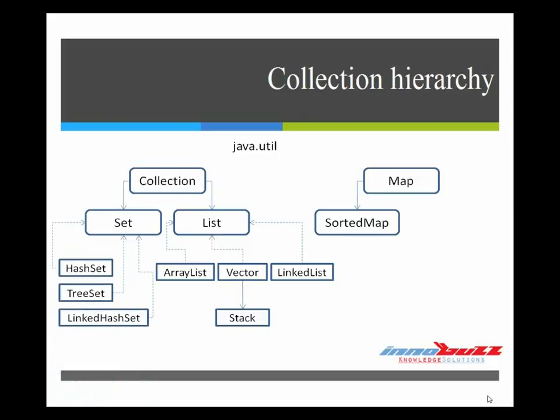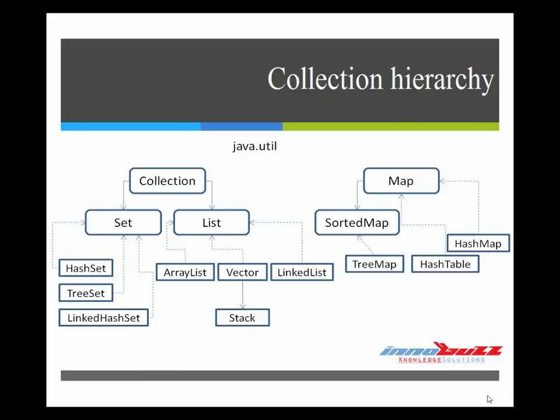The hash set, the tree set, the linked hash set belong to the set. So they implement these interfaces. The rounded brackets are the interfaces, always. The tree map, hash table and hash map implement the map and the sorted map interfaces. We will see these in details in the next slides.